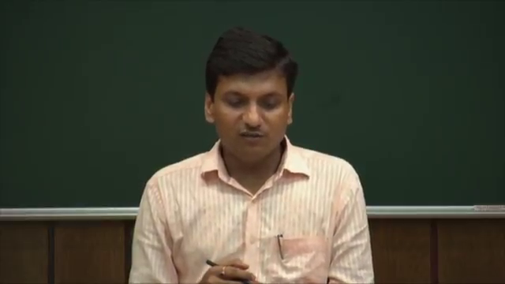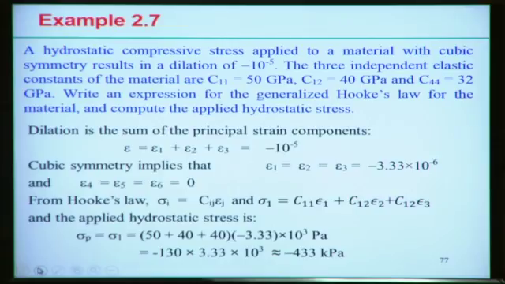First example: the hydrodynamic compressive stress applied to a material with cubic symmetry. Here we have mentioned that cubic symmetry results in a dilation of 10 to the power minus 5. That means the volumetric strain is 10 to the power minus 5. The three independent elastic constants of the material are given. We need to generalize Hooke's law for the material, and we need to compute the applied hydrostatic stress.